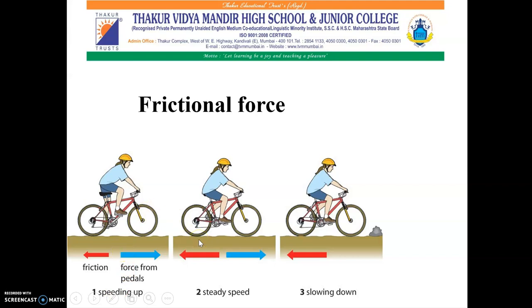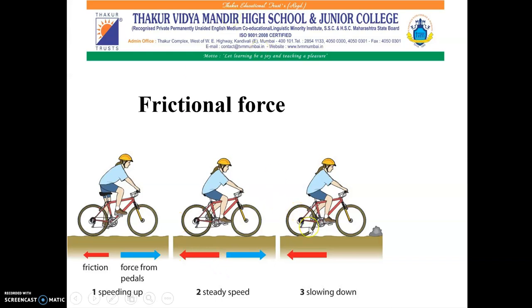Whereas in the second one, you can see both the forces, the red one which is the frictional force and the blue one which is the force on the pedal. If both of them are equal, the size of the arrows indicates that both the forces are equal. If both of them are equal, then the cycle will be in a steady state. That means it won't move. It will be in the rest position.